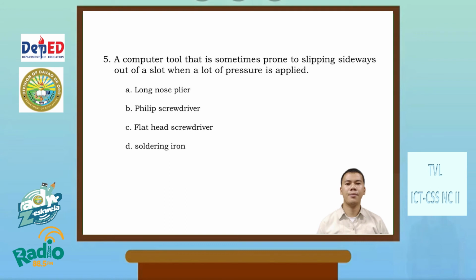Question number 5. A computer tool that is sometimes prone to slipping sideways out of the slot when a lot of pressure is applied. A. Longness plier. B. Phillips screwdriver. C. Flathead screwdriver. Or D. Soldering iron.